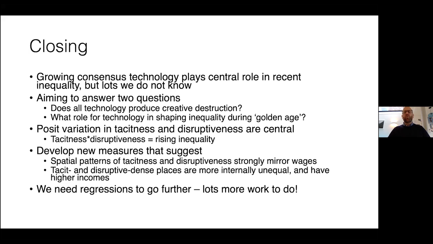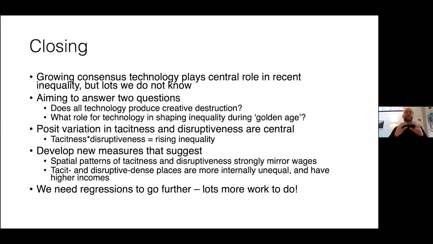And second, what role is there for technology when we are focused less myopically on the 1980 to the present period, but also thinking about the prior period, a 40-year age in which lots of technological change was happening, and yet inequality was falling. We are hypothesizing this sort of center of the Venn diagram kind of role for tacitness and disruptiveness, and also that this happens in a particular geography.